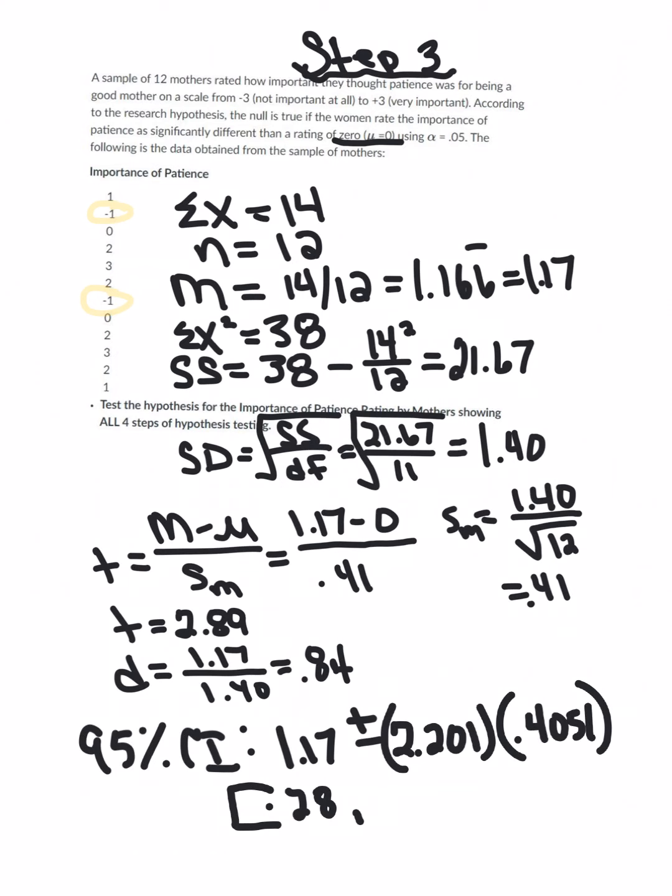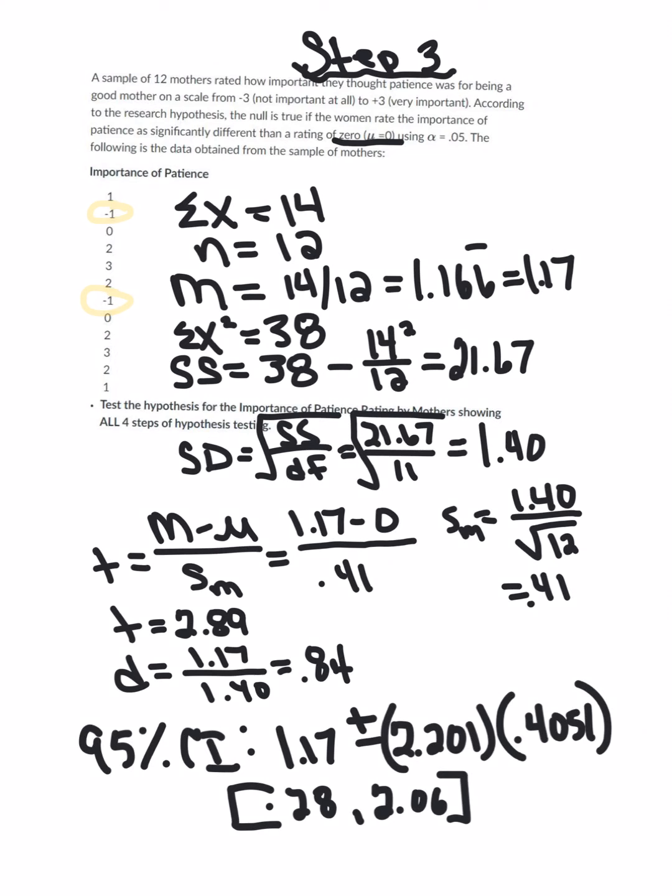Then we're going to do the same thing on the other side: 1.17 plus, parenthesis, 2.201 times 0.4051, and close that parenthesis. So the upper is 2.06, and then we can close that. Now we have everything we need to determine whether our test is significant or not, right?